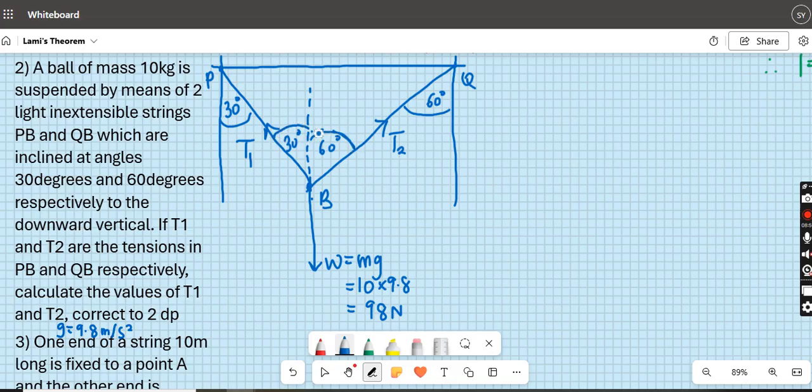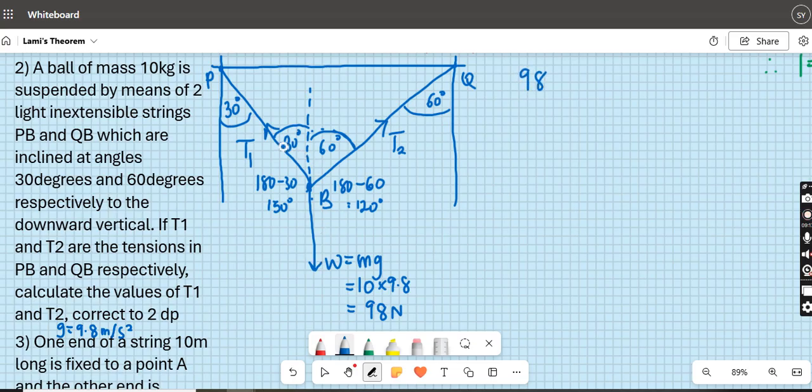30 degrees and 60 degrees. Now if we want to find the angle between T2 and W, we will have 180 minus 60, which is 120. And the angle between T1 and W, of course, will be 180 minus 30, which is 150. So we can apply our Lami's theorem.